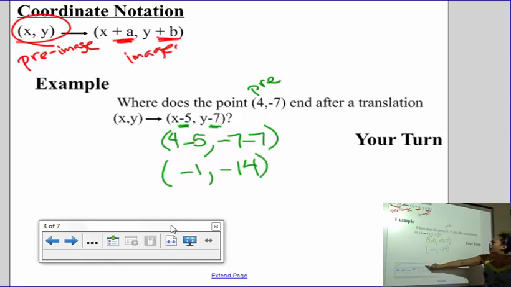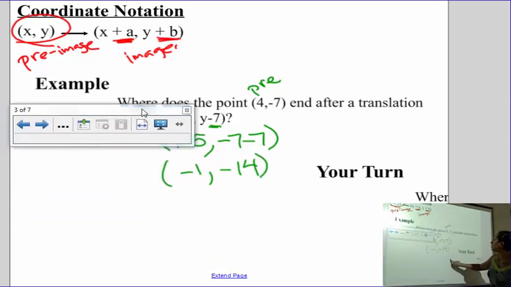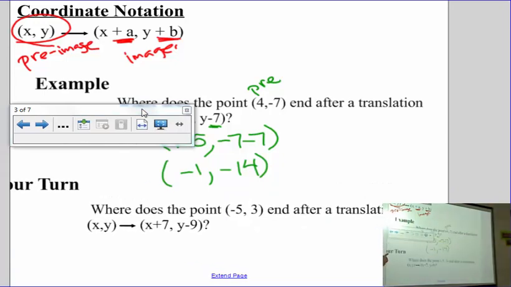Okay, try one of these on your own. See if you can answer where this ordered pair -5, 3 ends up after a translation following the rule, x, y goes to x plus 7, y minus 9. Once you finish, go ahead and unpause, and we'll see if we get the right answer. The correct answer for this one is 2, -6.